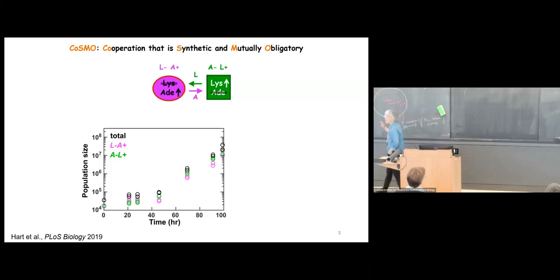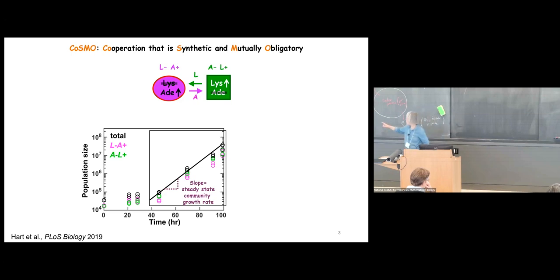Because it's yeast, we can make them fluoresce in, say, red and green. And we can track population dynamics. So this is population size on a logarithmic scale against time. And we can see that the red, the green, and the total in black, after an initial lag, all grow exponentially. And so we want to know the slope, the rate at which individual strains and the community as a whole will grow.